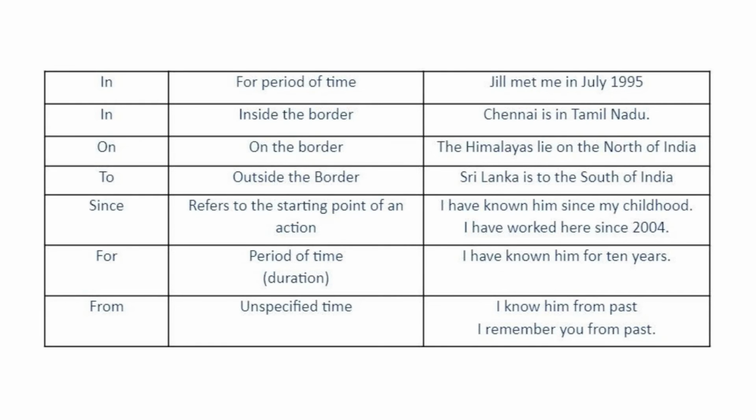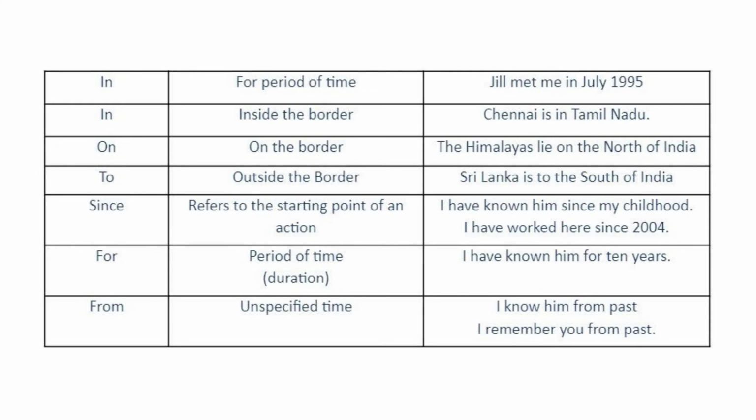The next usage of in is showing when some place is inside the border. The example is, Chennai is in Tamil Nadu. In this sentence, Chennai is situated inside the border of Tamil Nadu, so the preposition in is used.